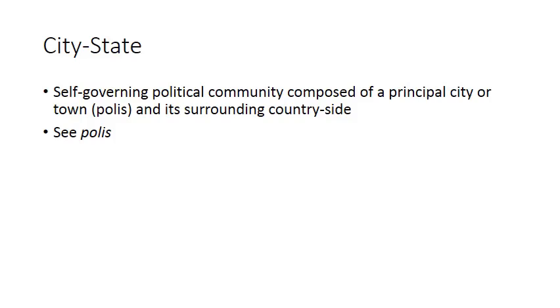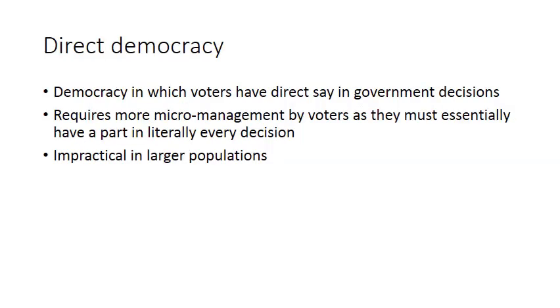City-state, this is interchangeable with the polis, okay? But you need to know another term, okay? It is a self-governing political community composed of a principal city and its surrounding countryside. So this is really interchangeable with polis, at least after a certain period of time. Like we were talking about in direct democracy, this is where voters have a direct say in government decisions, and it typically requires more micromanagement, meaning almost every single decision that a government needs to make. Hey, do we go to war now? You have to call every single citizen to vote on it.